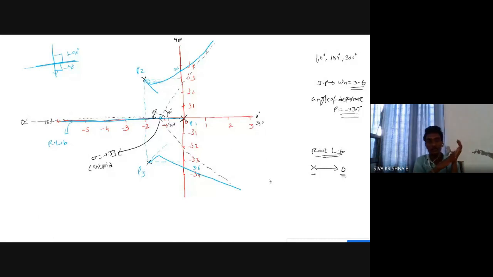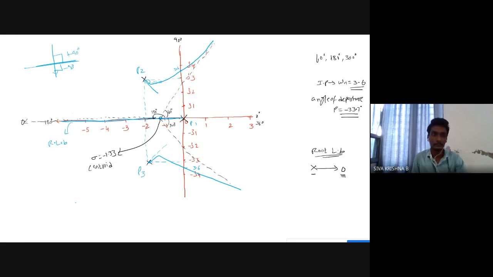Suppose you have a complex zero, then we are going to find the angle of departure or angle of arrival. Angle of arrival, the same procedure applies for that also. Let me take 2 or 3 points for you, and then we will finish this unit. And in tomorrow's class I will start unit number 4.